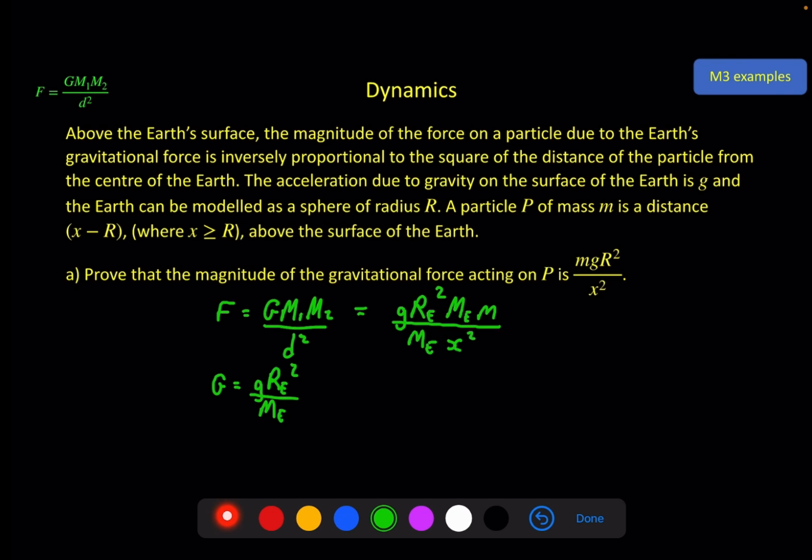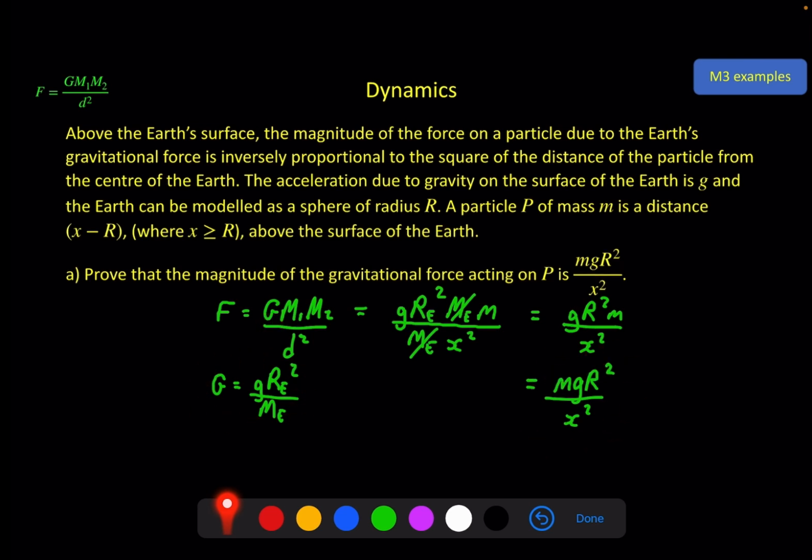Then we see that the mass of the Earth cancels top and bottom, and the radius that I've called R_E here is just called r here, the radius of the Earth. So that gives us g r squared m over x squared, which should have rearranged to m g r squared over x squared to match the question. For a question like this, if you hadn't remembered this, then you would have to go through the process that we had on the previous screen in order to get this, in order to put it in here and get this.